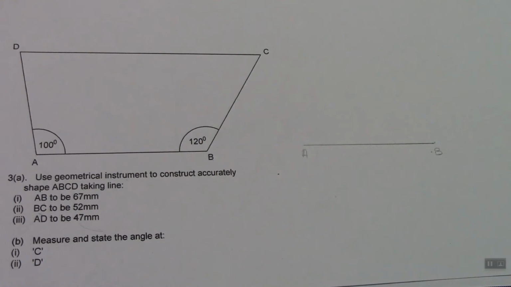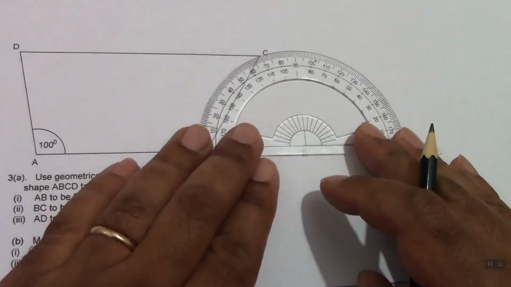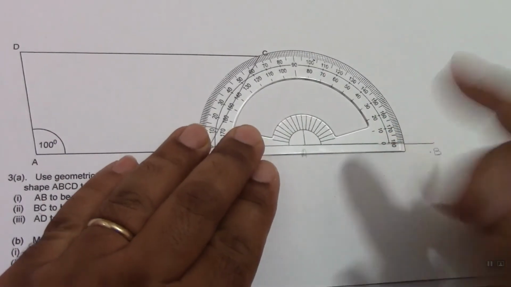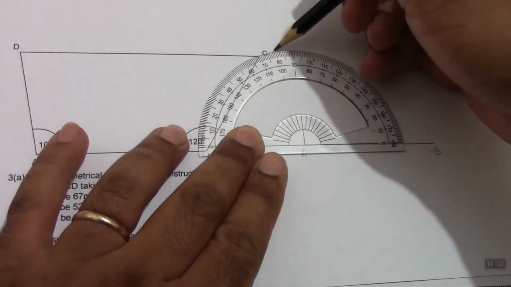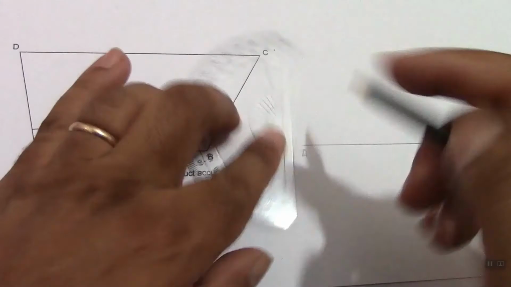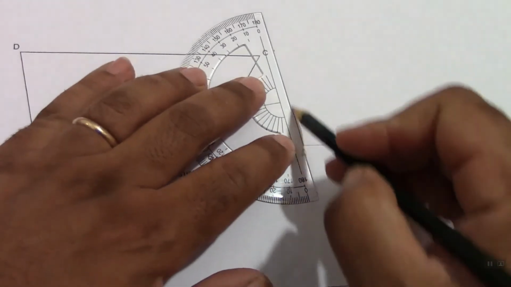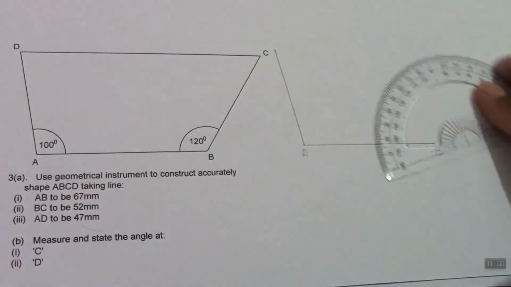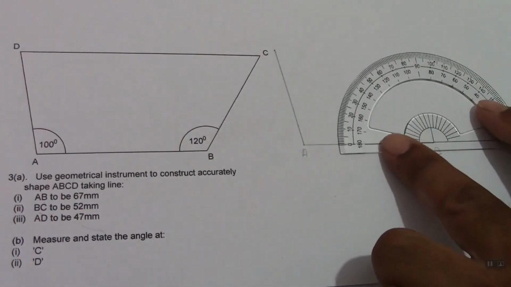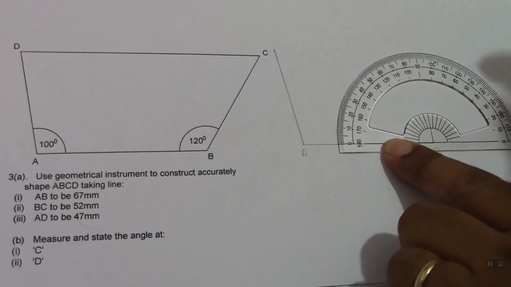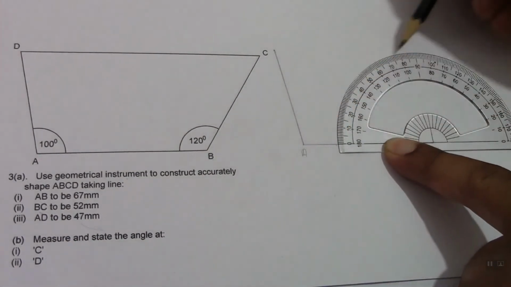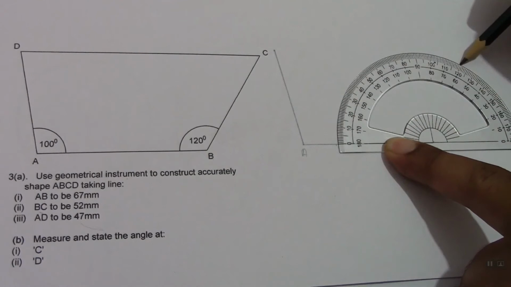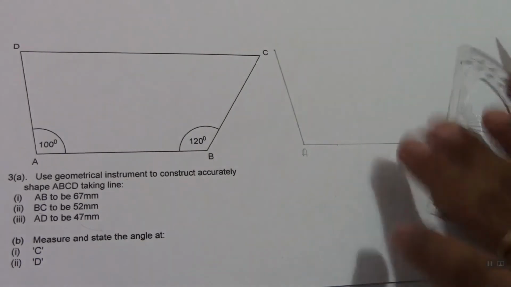Then I can start to make the angles. So angle A is 100. From A, here, I can measure from 0 to 100. I can have a line here. From angle B, 120. So from 0 here, I can get 120 here. I can have a line.